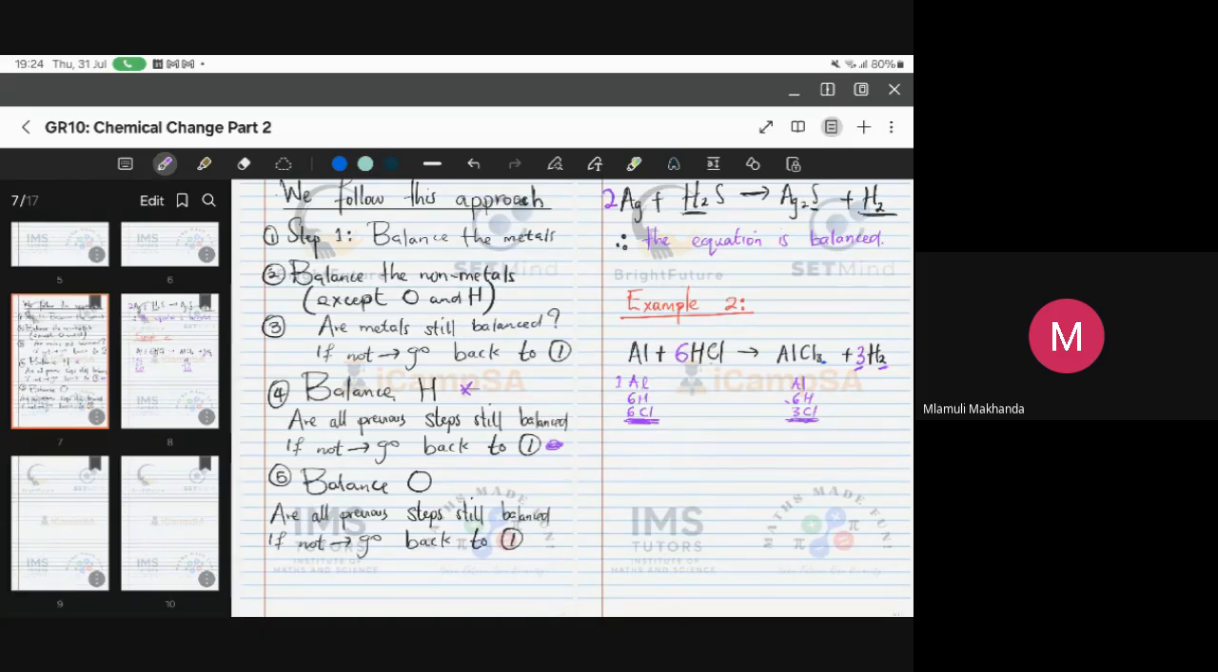So when going back to step 1, we check, are metals balanced? Yes. Are the non-metals balanced? No, which is why Cl must be balanced. So let's do it. What is the common factor of 6 and 3?